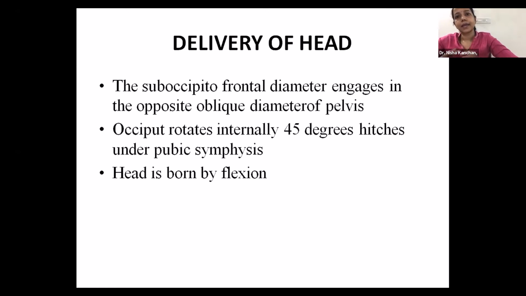Delivery of the head. Again, what you have to remember in breech is every diameter is engaging in the oblique diameter of the pelvis. After that, with internal rotation, they're coming into the AP diameter. Occiput rotates 45 degrees under the pubic symphysis. Head is born by flexion. The delivery of the head is by flexion. Next slide, please.